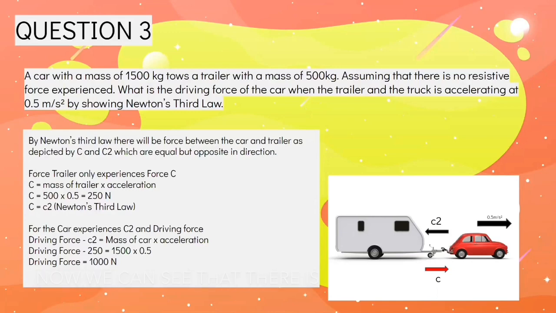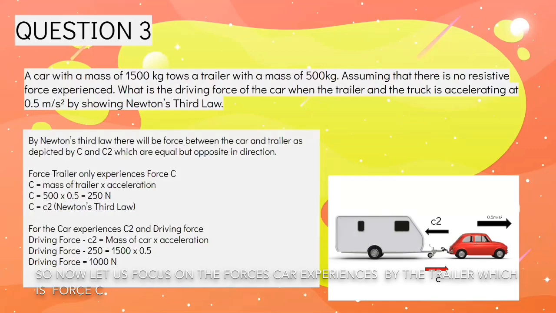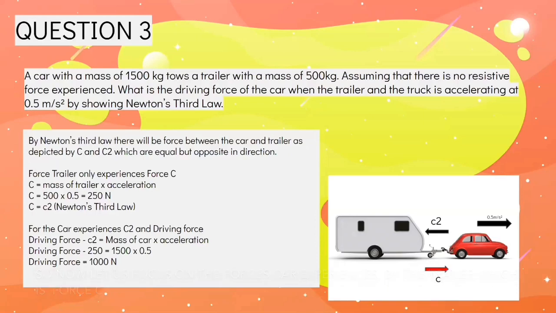Now, we can see that there is a force of C2 and C, which are equal in magnitude but opposite in direction. This proves Newton's third law, because there is an action by the car to pull the trailer, but there is a reaction back by the trailer, which is force C2 on the car. So now let us focus on the forces experienced by the trailer, which is force C. C equals mass of trailer times acceleration. Hence C equals 500 times 0.5 meters per second squared, which equals 250 newtons.